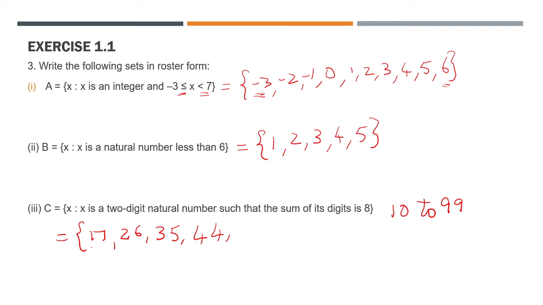Under 51, 52 up to 60, 53 has the sum of its digits as 8. Under 61, 62 up to 70, 62 has the sum of the digits as 8. And 71 has the sum of the digits as 8. And so this is the set C written in the roster form.